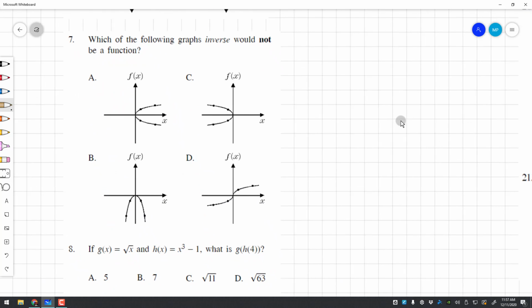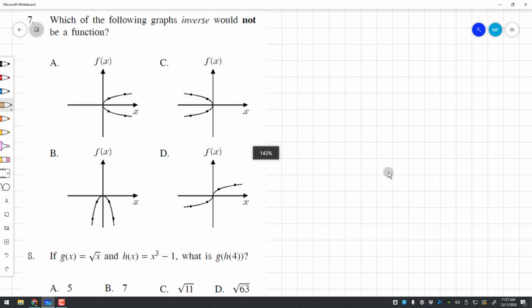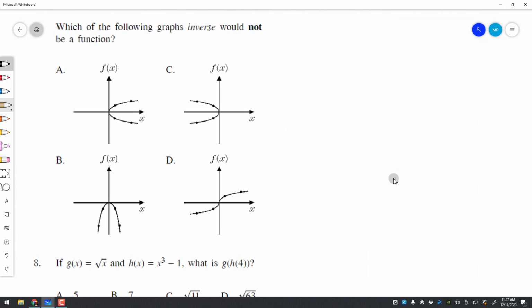Which of the following graphs' inverses would not be a function? Remember, to test if a current graph is a function, we had the vertical line test. But if I specifically wanted to know if I were to find the inverse of this graph, would its inverse be a function? We had a second test called the horizontal line test.